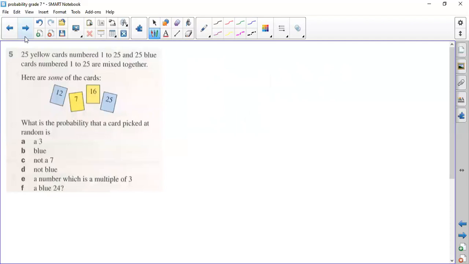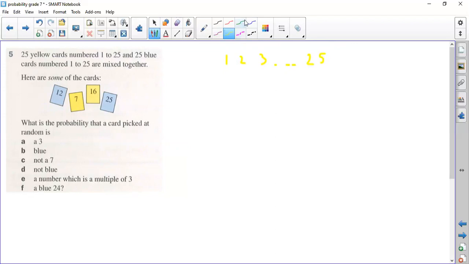Let's have a look at exercise 5. 25 yellow cards numbered 1 to 25 and 25 blue cards numbered 1 to 25 are mixed together. Some of them are given here. So what is given? I have 25 yellow cards and I have numbered them with the numbers from 1 to 25. It means 1, 2, 3 until 25.